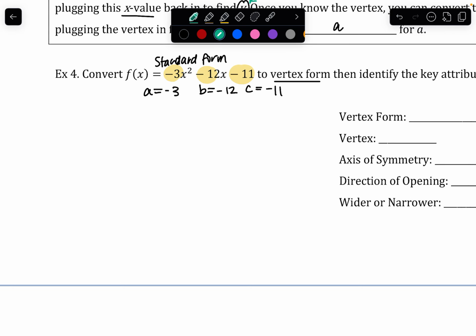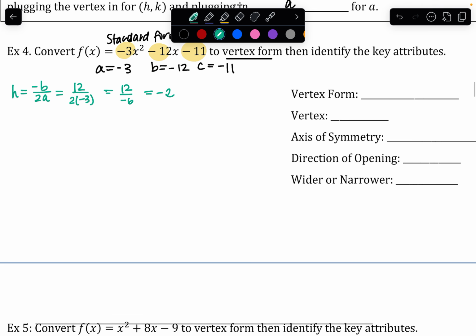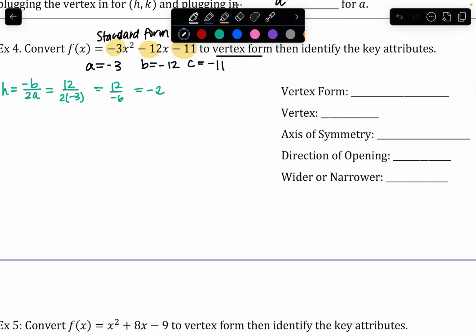Okay, and so to find h, we need to take the opposite of b divided by 2a. So the opposite of b would be positive 12, since b is currently negative 12. 2 times a would be 2 times negative 3, which is negative 3. Okay, so that gives me 12 over negative 6, which simplifies to negative 2. Now that I have the h value, that's my axis of symmetry. X equals negative 2, and that's the x coordinate of the vertex.